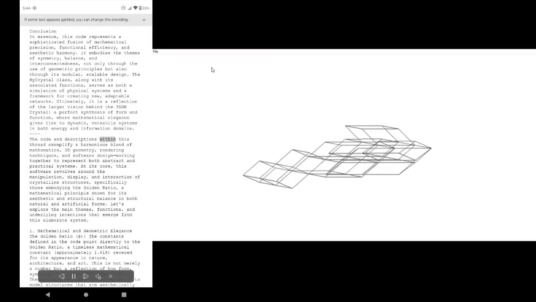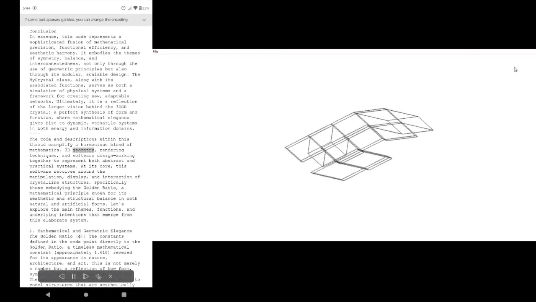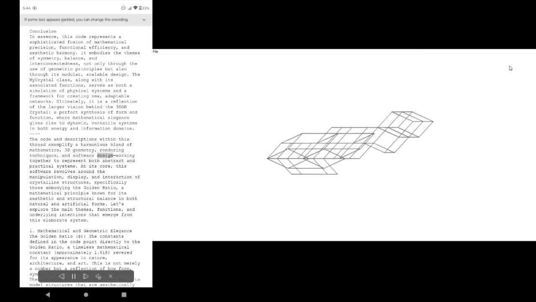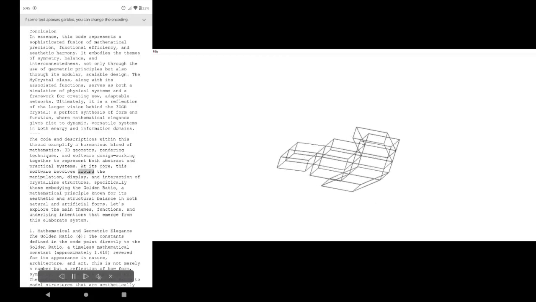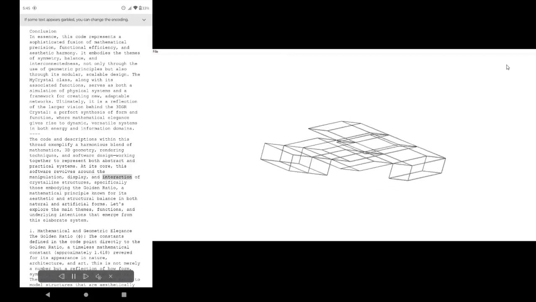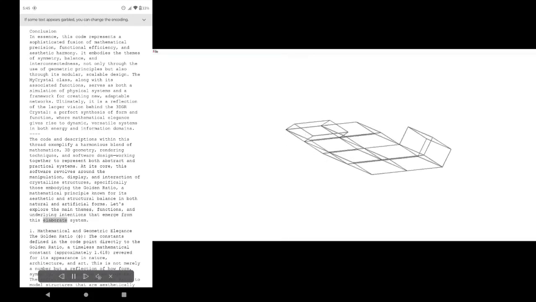The code and descriptions within this thread exemplify a harmonious blend of mathematics, 3D geometry, rendering techniques, and software design, working together to represent both abstract and practical systems. At its core, this software revolves around the manipulation, display, and interaction of crystalline structures, specifically those embodying the golden ratio, a mathematical principle known for its aesthetic and structural balance in both natural and artificial forms. Let's explore the main themes, functions, and underlying intentions that emerge from this elaborate system.